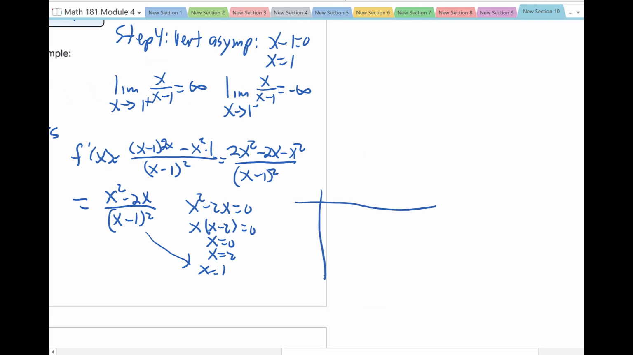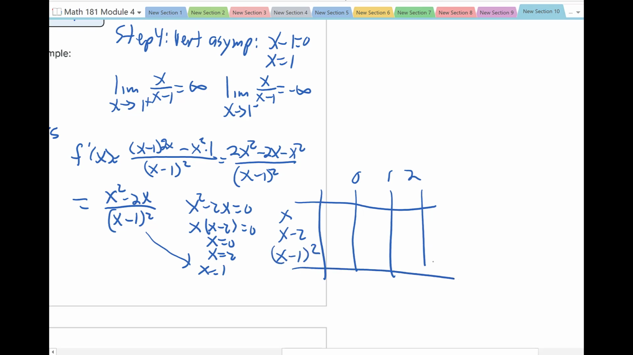Make a little chart. So we have 0, 1, and 2. And we'll look for a test value. My factors are going to be x, x minus 2, and x minus 1 squared. I'll do negative 1, negative 1/2, positive 1/2, and 3. Putting negative 1 in here, it's going to be negative, a negative, and then anything that's going to go on this bottom one is going to square out to be positive. So we could just do positive across the board there.